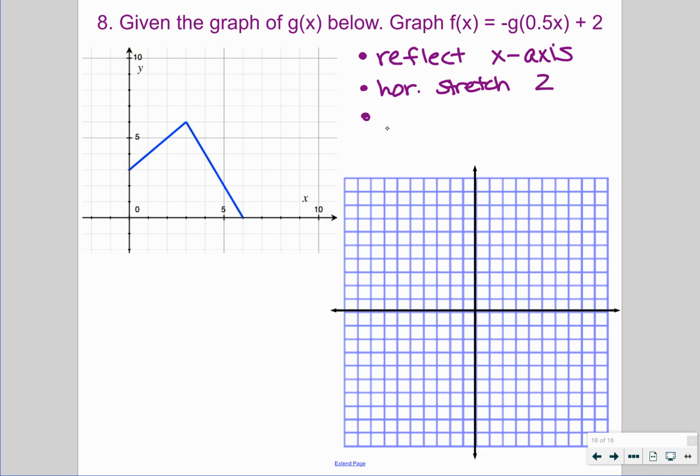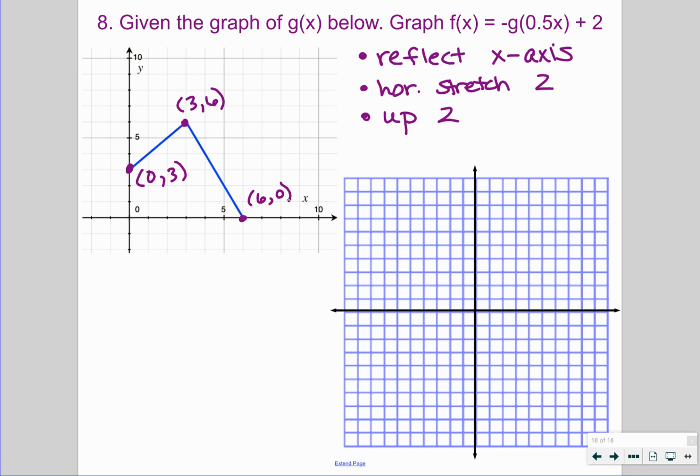And then last but not least, we're going to move it up 2. So we're going to physically move these points. If I were you, I would label these points to start. These points are (0, 3) and (3, 6) and (6, 0). Okay.